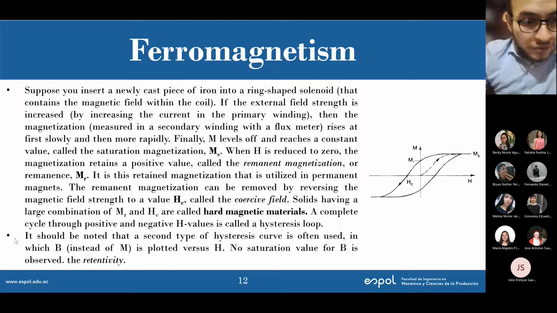But it will actually rise slowly at first, like this part. It rises slowly, and then it rises rapidly until it levels off and reaches a saturation value that's called the saturation magnetization, that's MS. Okay?